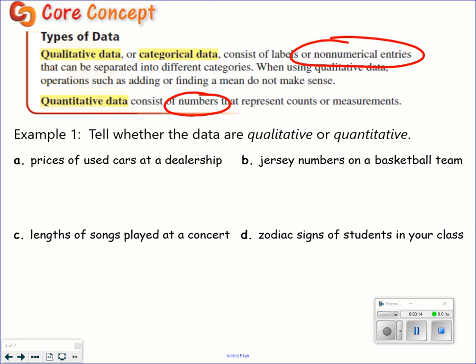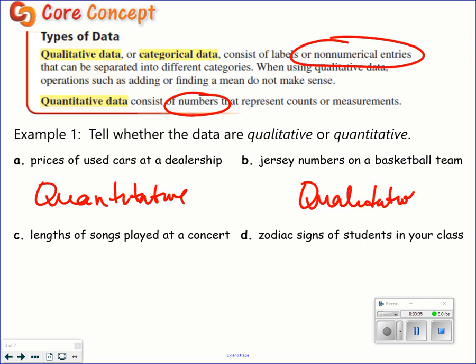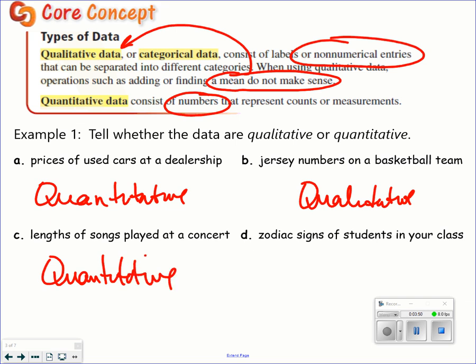So the prices of used cars at a car dealership. If you were to find the average of that, it would make sense. So this is considered quantitative data. The jersey numbers, even though these are numbers, finding the average of the jersey numbers does not make sense. So this would be considered qualitative data. So if the mean does not make sense, you consider that categorical data or qualitative data. Lengths of songs played at a concert. The average length of a song would make sense, so I'm going to consider that quantitative data. The zodiac signs of students in the class is definitely qualitative data.